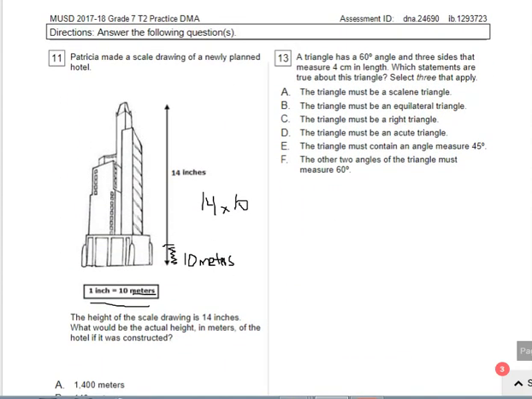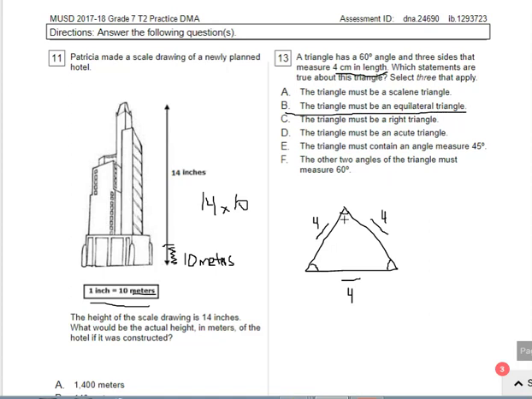A triangle has a 60-degree angle and 3 sides that each measure 4 centimeters in length. As you guys know, a triangle can be analyzed in 2 ways: by its angles or by its measurement, so its length. And here they say that all 3 sides are 4 centimeters. So that means that the lengths of all 3 sides are equal, and that clearly shows you that this triangle must be equilateral.